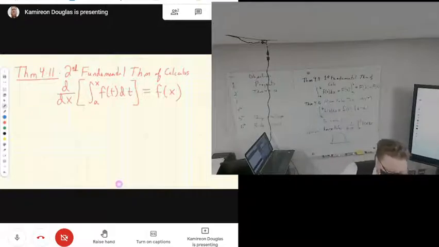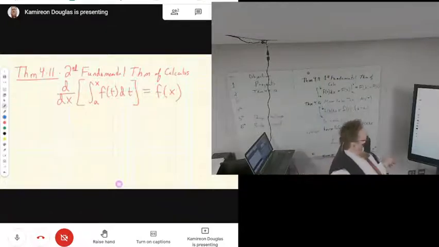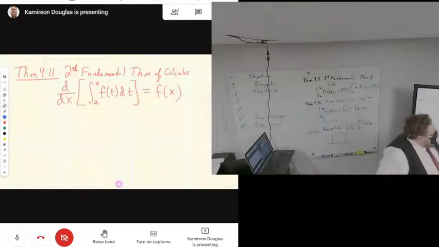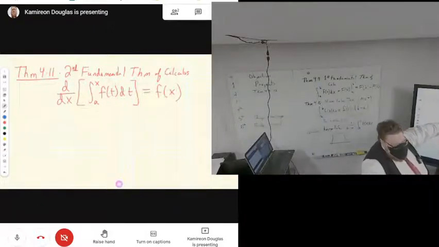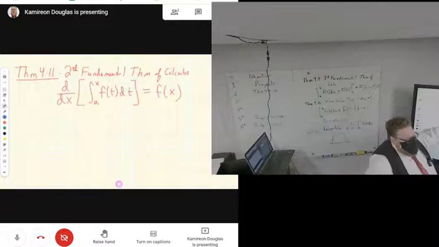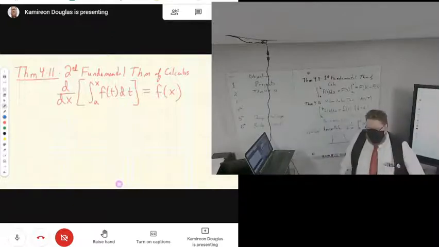This is the first connection between the two parts of calculus that matter so far: the derivative rules and the integration rules. They both fit into this problem. I can use the integration rules to solve a derivative problem. I can use derivative rules to solve an integration problem. They're designed to fit together.